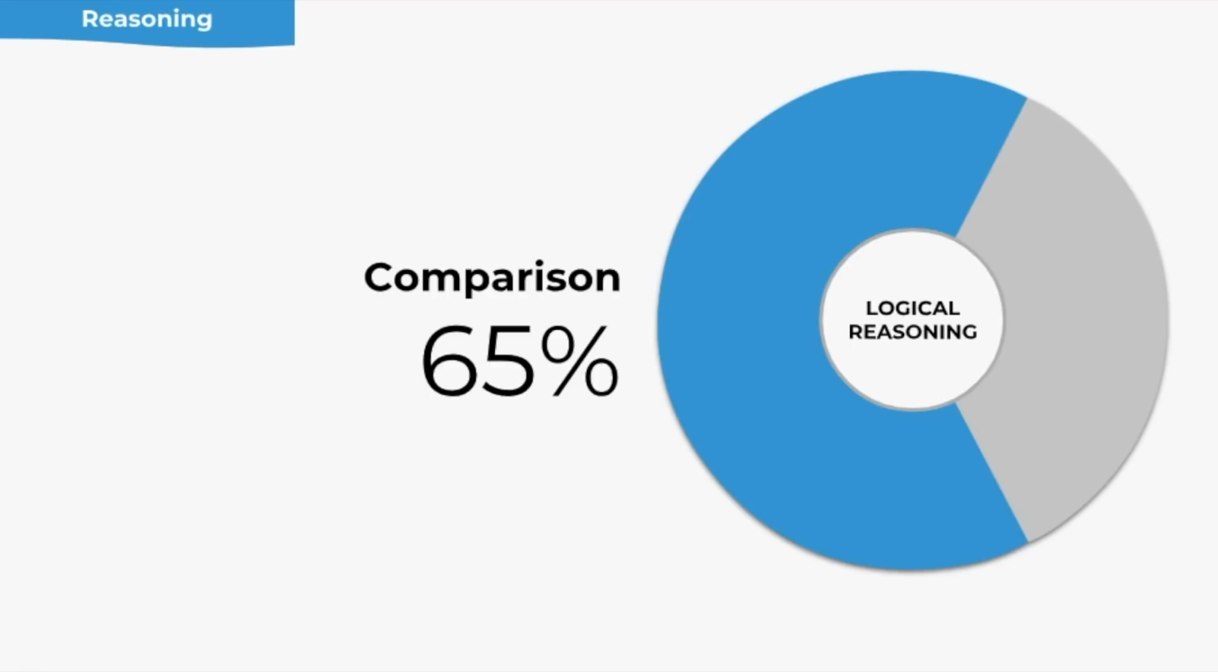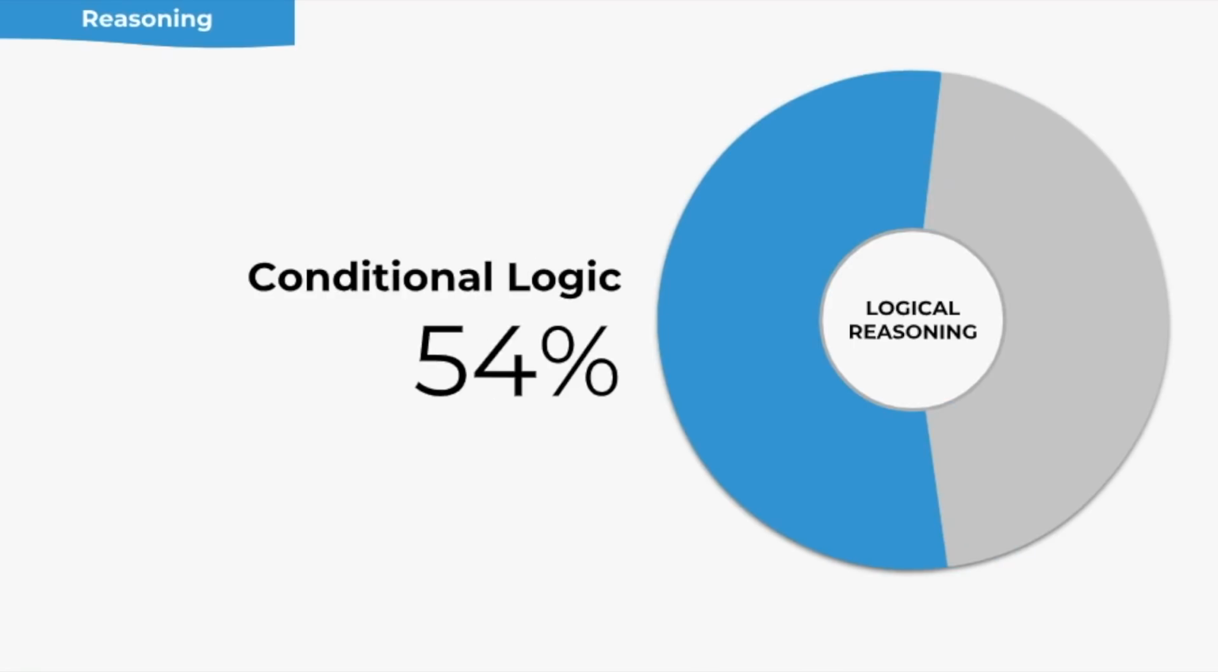Another reasoning structure is conditional logic. And in a lot of ways, this is the backbone of the LSAT. 54% of logical reasoning questions involve conditional logic, and a lot of games involve conditional logic. So it's a major player in 3 of the 4 sections.